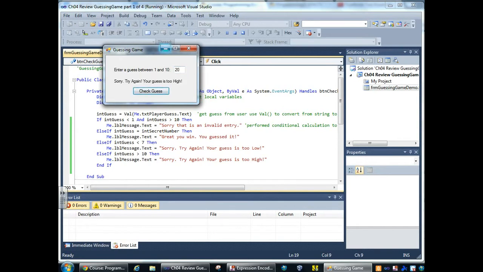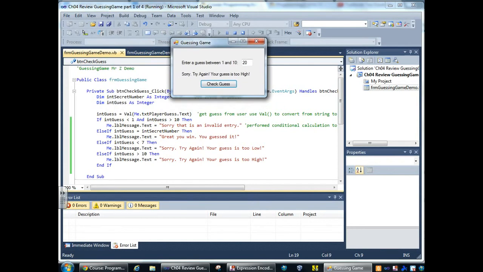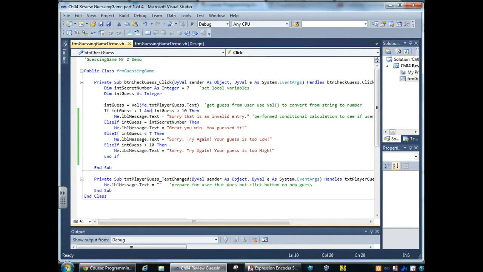Or if I guess 20, guess is too high, because what it does is it's looking at this and it's saying, well, this isn't true that both of these things are true. So it goes down to the next else if until it gets to one that does apply. So in this situation, and wouldn't really be what we wanted to do. It'd be or in there.